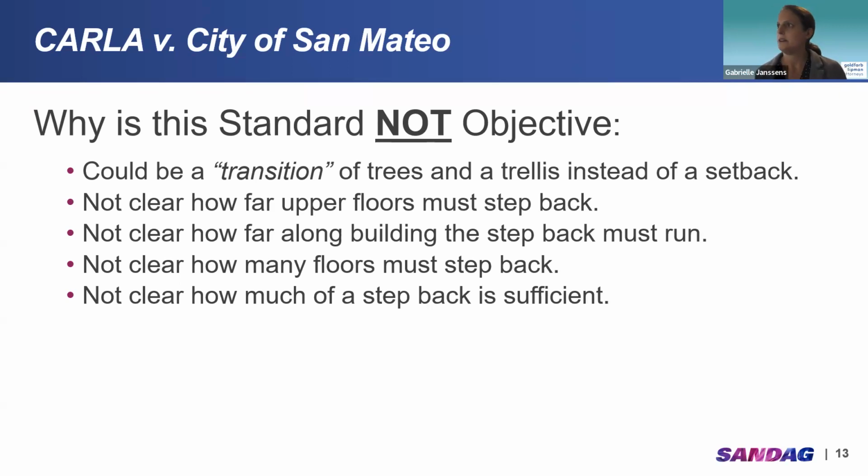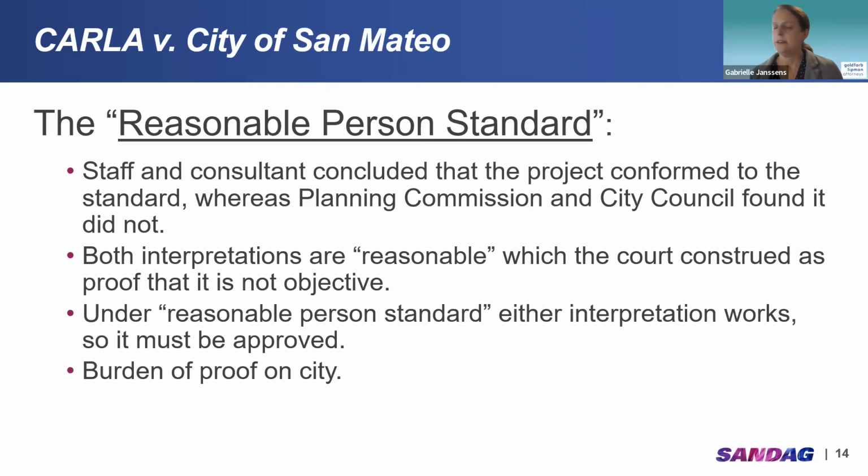Let's go to the next slide. So the court determined that the standard is not objective if a reasonable person can reach different conclusions. And in this particular case, we saw that the staff and the planning consultant reached one conclusion about whether the project complied with the standard, and the planning commission and city council reached a different conclusion. So that right there will point us to it probably not being an objective standard.